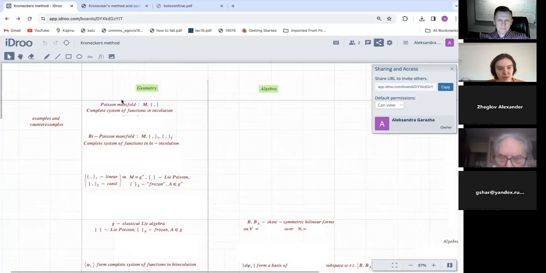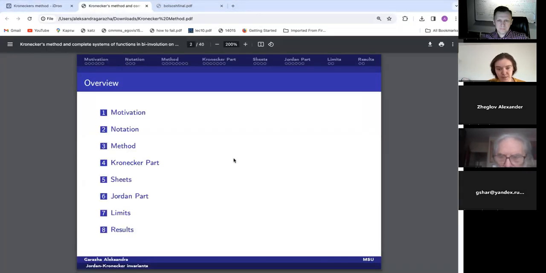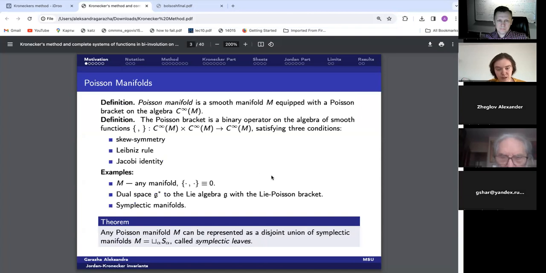So if we have Poisson manifolds, what does it mean? I think that everyone here knows the definition. Am I right? Okay, and maybe I have to say that one of the important examples is a symplectic manifold, and that if we have some Poisson manifold, it can be represented as a disjoint union of these symplectic leaves.